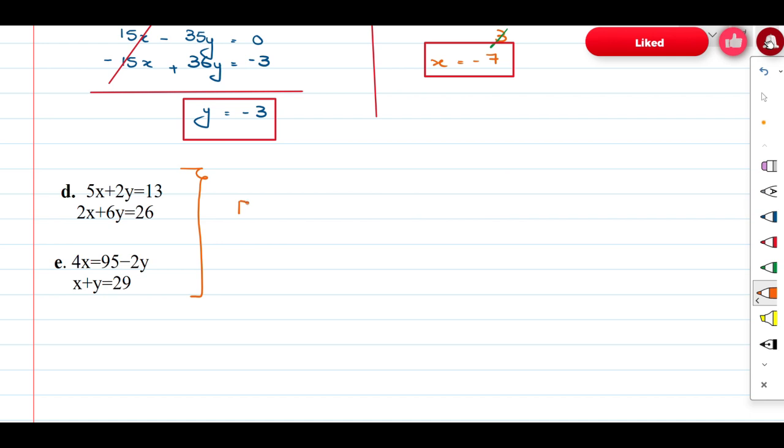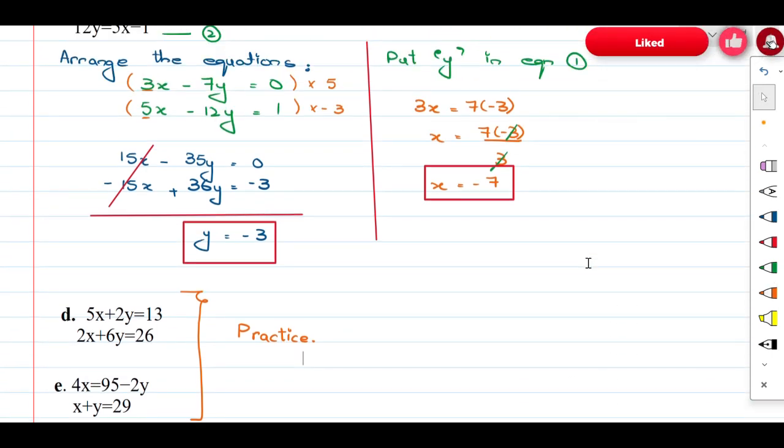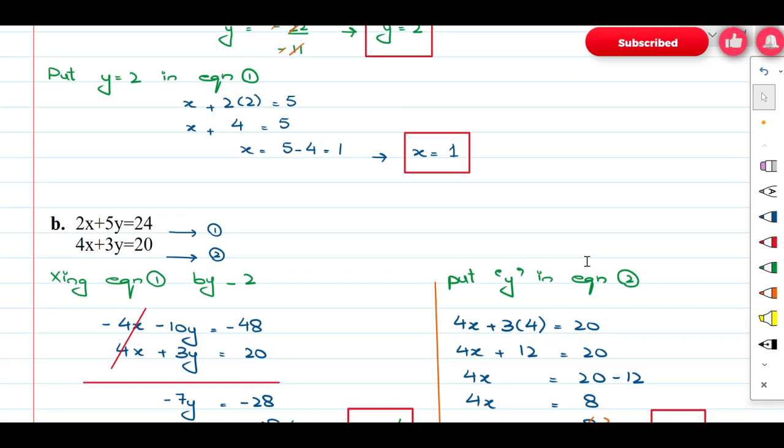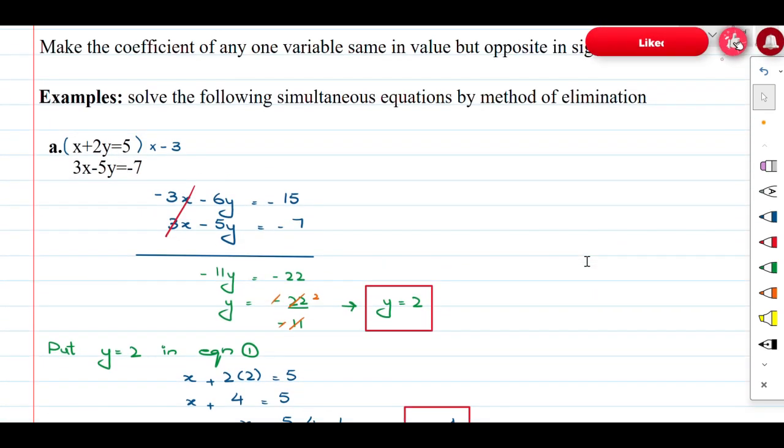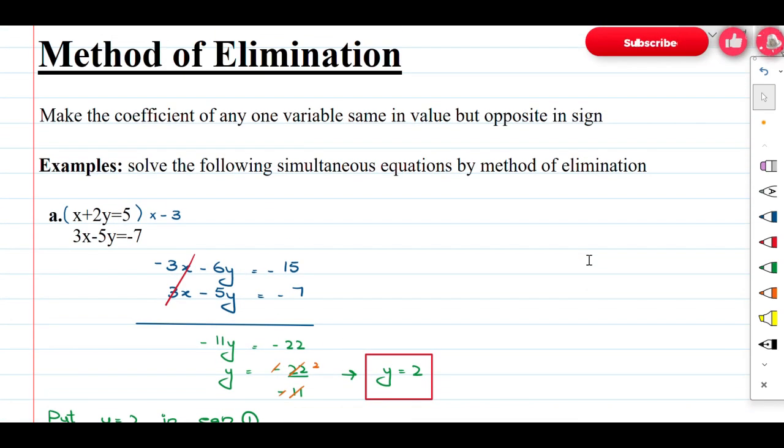Okay, so these are the practice questions. You need to practice these two systems of linear equations by method of elimination, like I did in parts A, B, and C. And you can also send me your answers in the comment section, or if you have any queries in any part, you can ask me in the comment section.